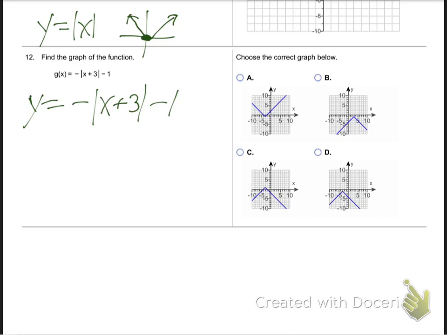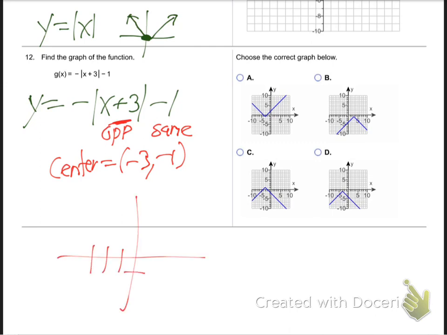Well, remember, whenever we have numbers in parentheses or absolute value, same thing, we always take the opposite, and then the number on the outside, we take the same. So in other words, the center is going to be opposite of plus 3, minus 3, same as minus 1, minus 1. So the center is going to be back 3, down 1, like that. So it's going to be right there, and now this negative right here means it's a V shape going down. So it's going to be back 3, down 1, center, V shape going down.